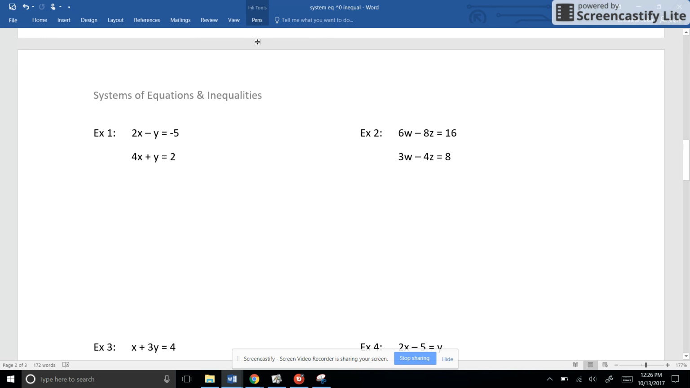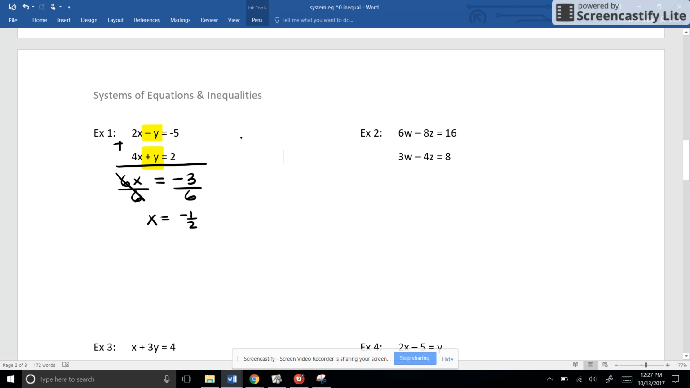And I have a really nice setup that I have a negative y and a positive y. So I'm going to add these two equations together. 2x plus 4x is 6x. And negative y plus y actually cancels out. Negative 5 plus 2 is negative 3. So I can divide by 6 and get negative half as my x value.